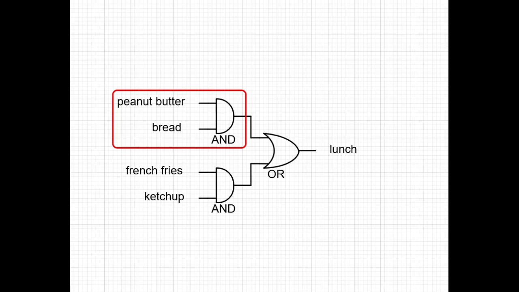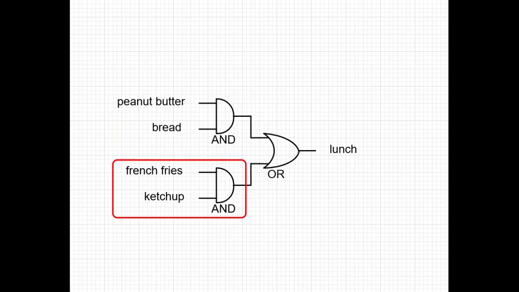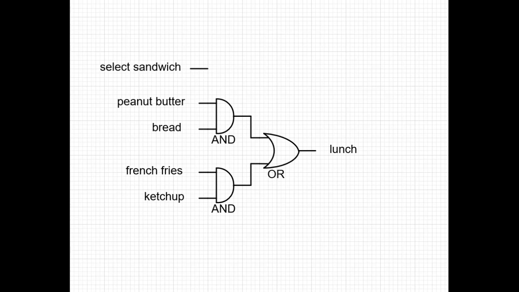Let's say, though, that I wanted just one type of sandwich or the other. Maybe I specifically want the peanut butter sandwich. Or maybe another time, I specifically want the fries. In other words, I would like to add a new signal called selection that will select between the sandwich and the fries. In fact, let's call it select sandwich. When this signal is active, we know that we want a sandwich for lunch, not fries.